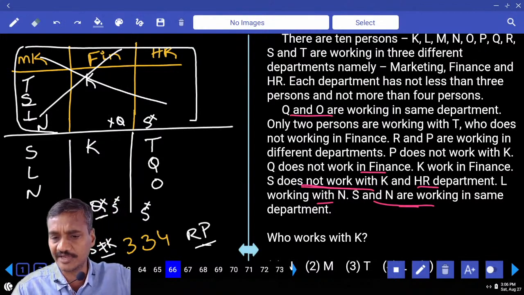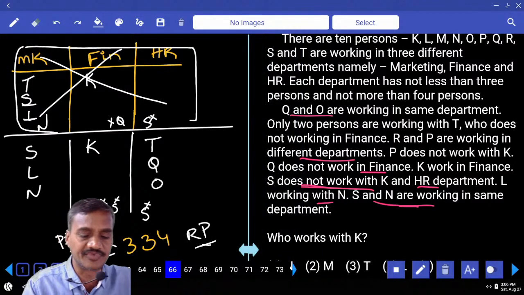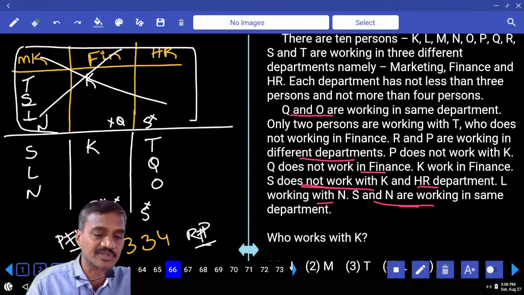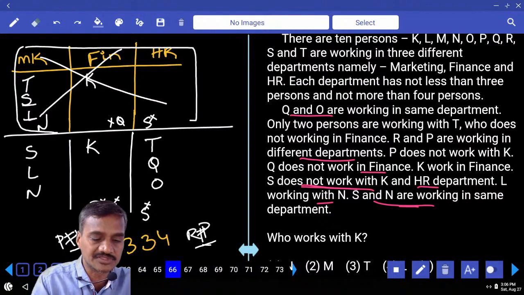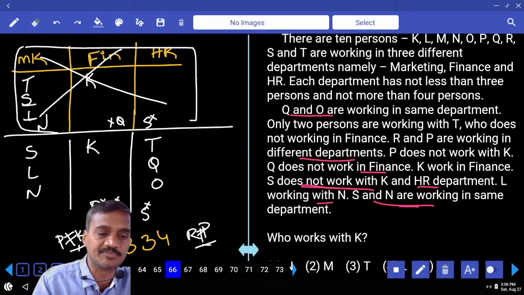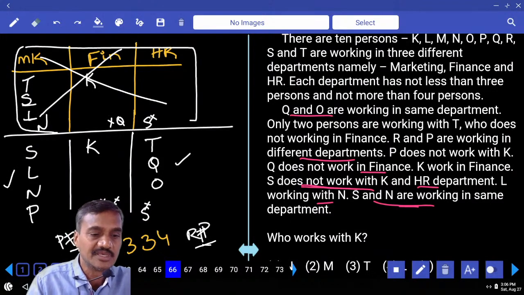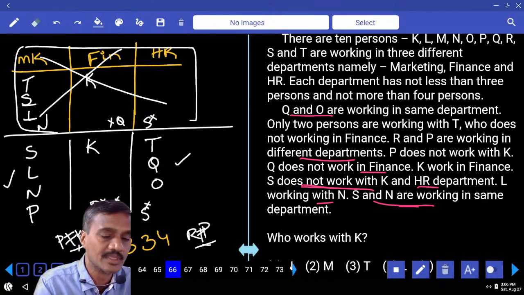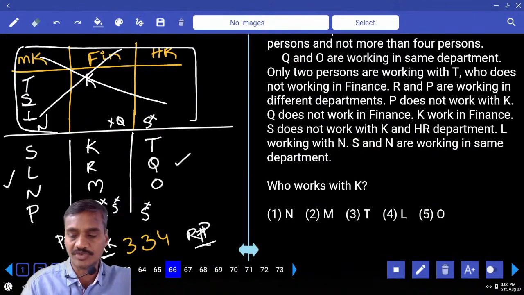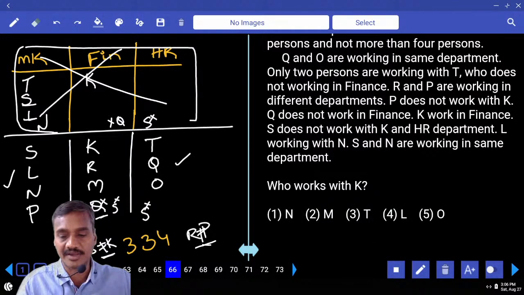And next one, R and P are working in different departments from K. At the same time, K and S, and P and K are in different departments. P and K in different departments means obviously P must be here. If 4 persons here, 3 persons here, the remaining 2 persons must be at this place. Who are the remaining 2? R and M. Then who works with K? R and M.